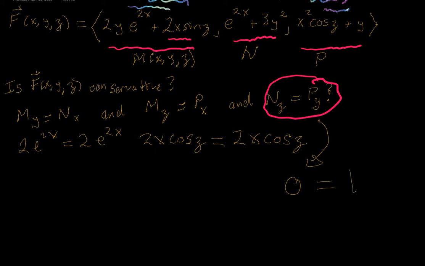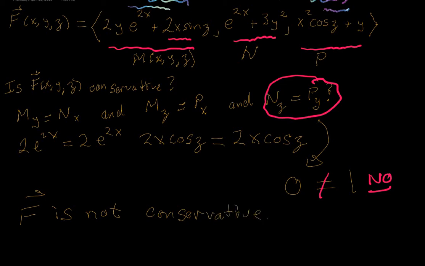Wait a second. Those aren't equal to each other. If any one of these pairs is not equal, then the conclusion is this is not a conservative vector field. F is not conservative. That also means there's no labor to find a potential function because it doesn't have one. So therefore F is not conservative. Nothing else to check for. We're done.